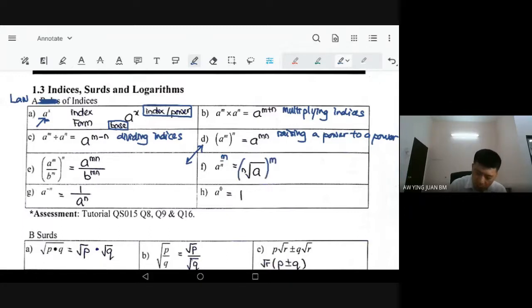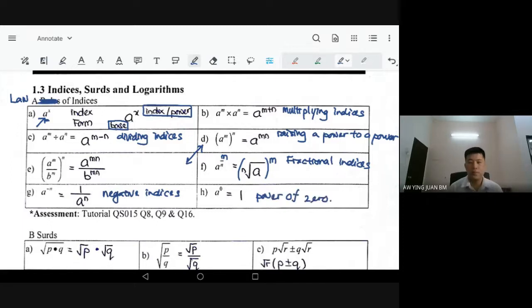So this is what we call fractional indices. Then we have negative indices. And then finally we have power of 0. Okay, so saya tak buktikan dah sebab video dah terang dah.